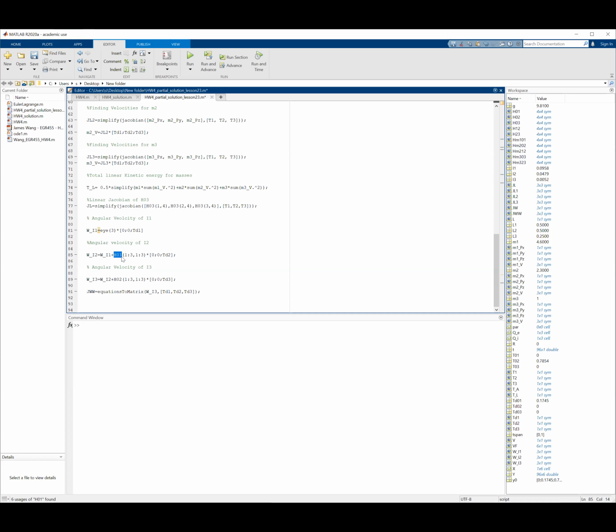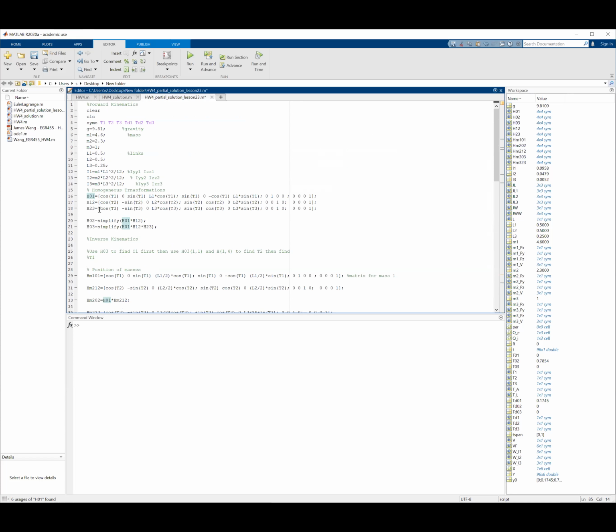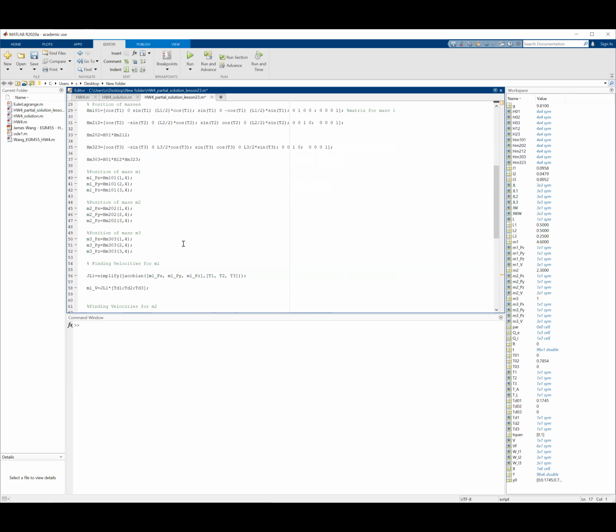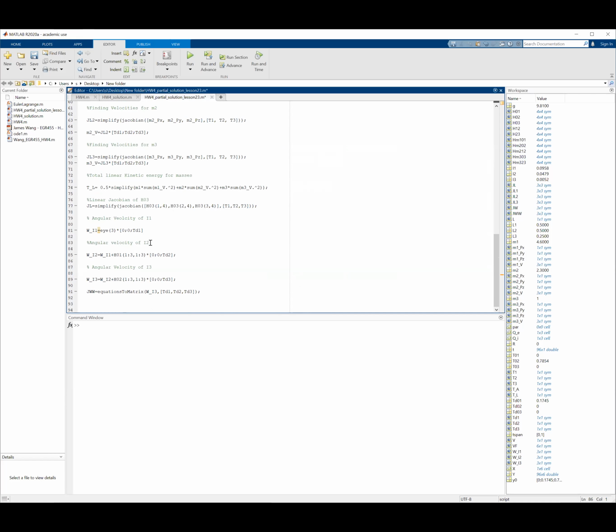This is what we found out earlier. If you go back to the code, we found this over here. Then for the angular velocity of link 2, you will have the angular velocity of link 1, then multiplied by 00 TD1. So this gives you the angular velocity of link 2. And the angular velocity of link 3 is nothing but the angular velocity of link 2 plus H02 00 TD3, which is theta 3 dot.